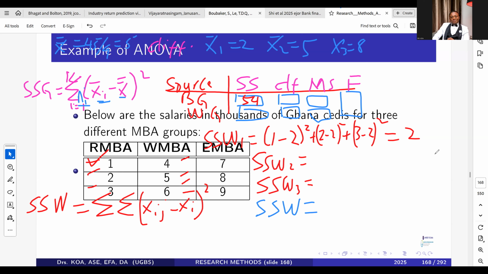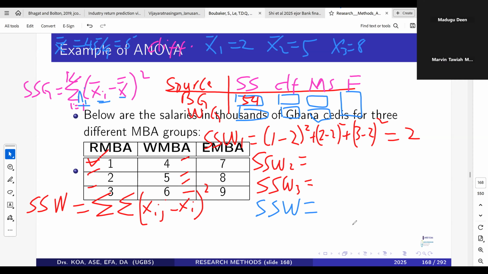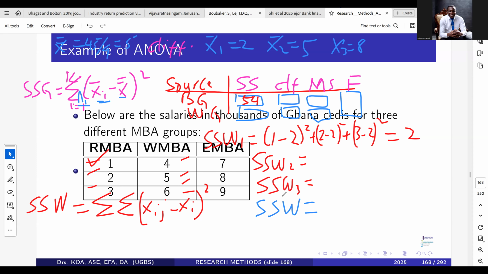Just raise your hand for me if you are finished. Madugu, what's your answer? Please, I got 2. No, I'm talking about overall. Marvin. Okay. Sorry. 6. Who said 6? Marvin, right? So when you do all, you should get a value of 6. In fact, the first one should be 2, the second should be 2, the third should be 2. When you add 2, 2, 2, you get 6.